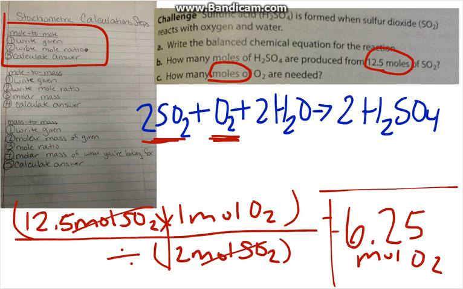All right. Those are 2 examples of mole to mole conversions with stoichiometry. I'm going to go ahead and pause this video or stop this video and make a new one, and we're going to talk about mole to mass.